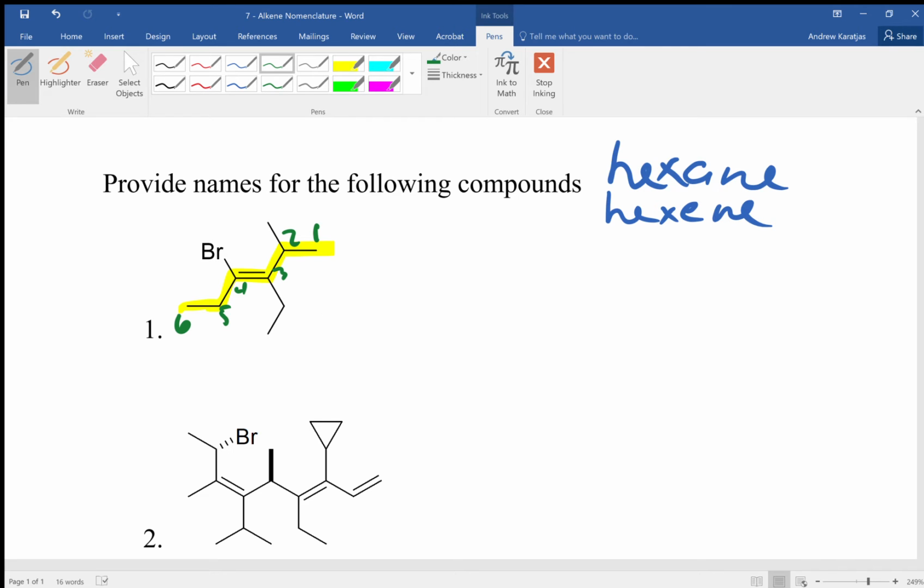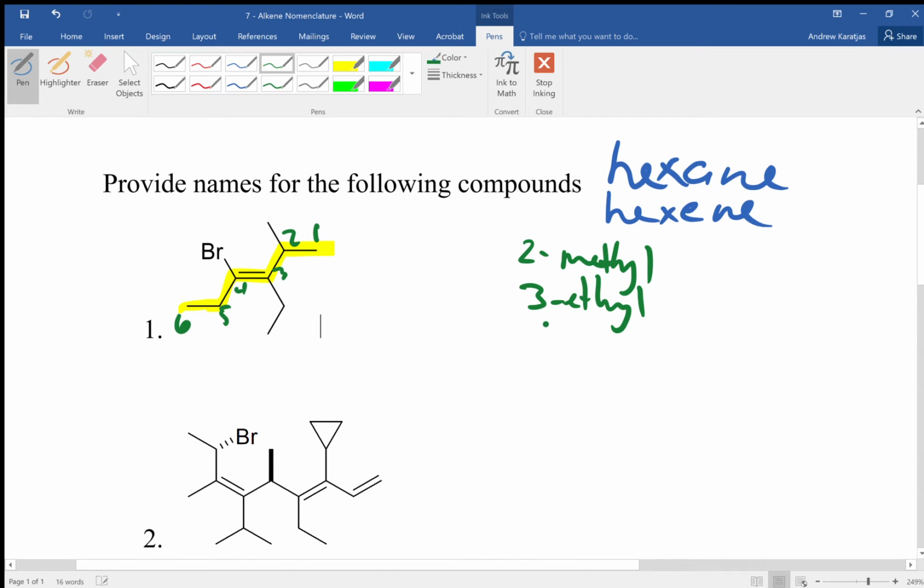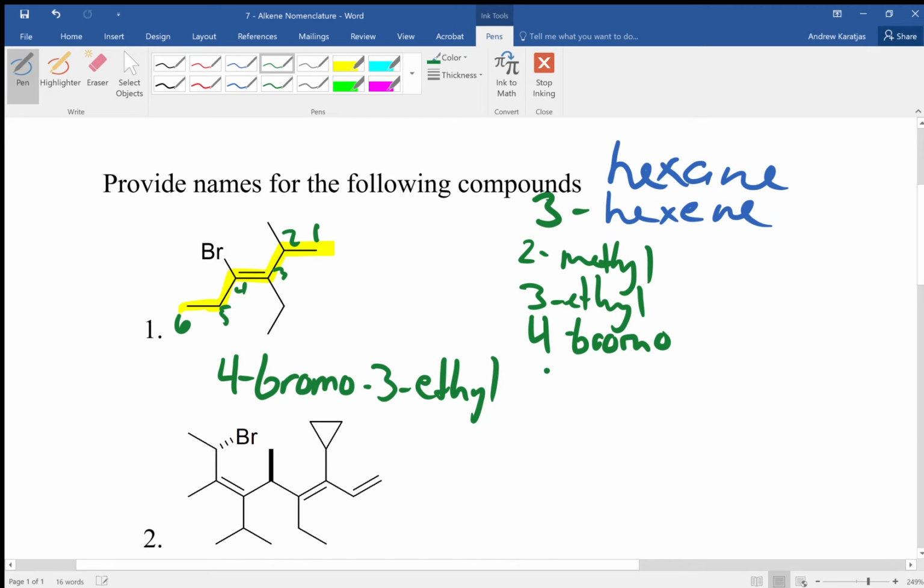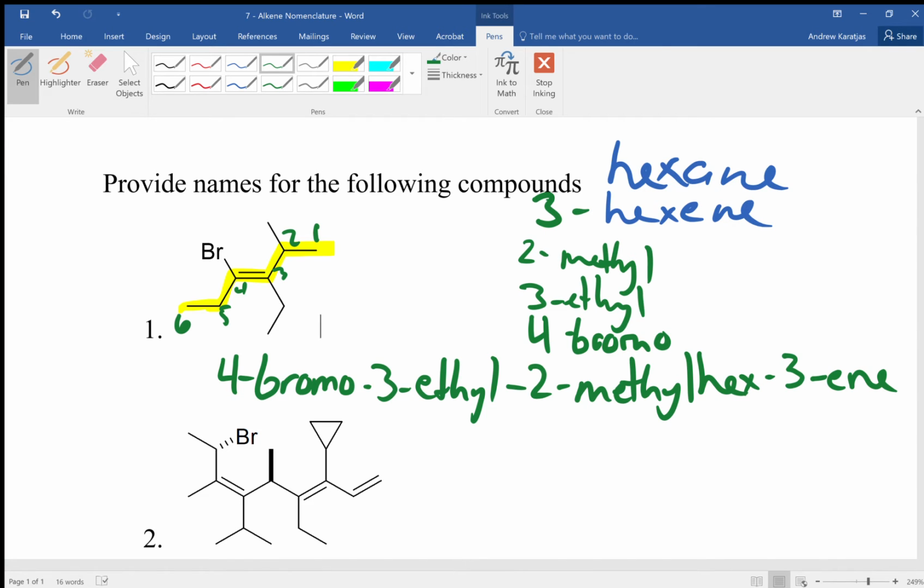So if we name our substituents, we've got a methyl at 2. 3 gives us an ethyl. And 4 gives us a bromine. And remembering that the alkene is on 3. So putting those alphabetically, we get 4-bromo, 3-ethyl, 2-methyl, hex-3-ene. Are we done? Almost. But what else do we need to do?